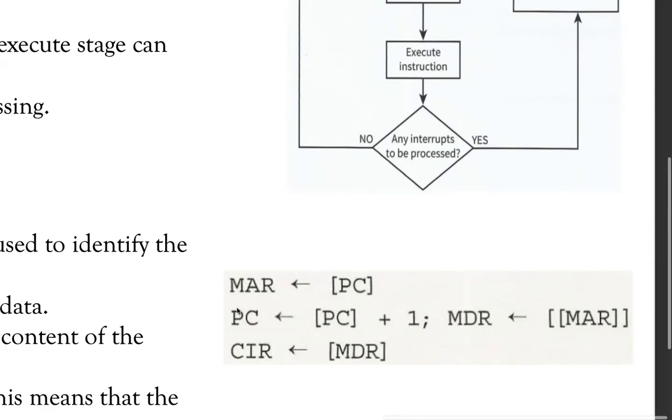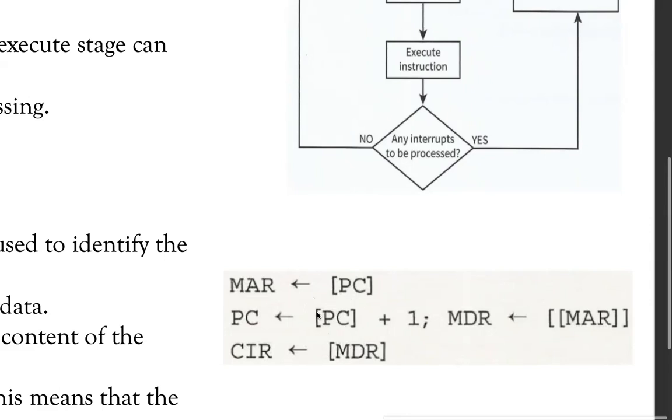Afterwards, in the next cycle, two things happen simultaneously, as can be seen from the things mentioned in the same line. First thing is that the contents of the PC are incremented by one. Why? Because now it has to point towards the next address. So obviously, we've established this fact before, that computers are sequential machines.